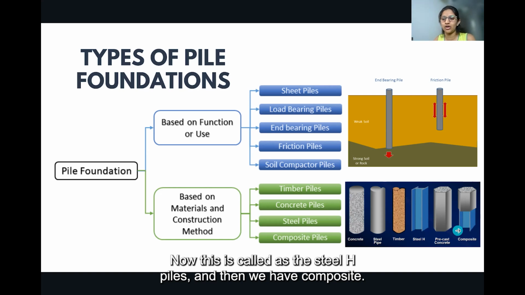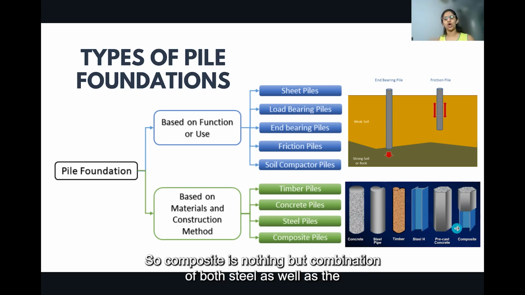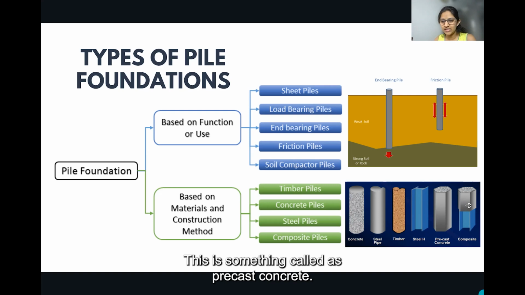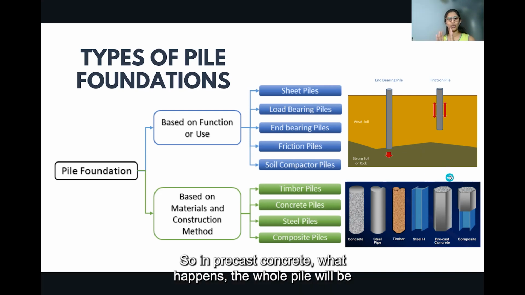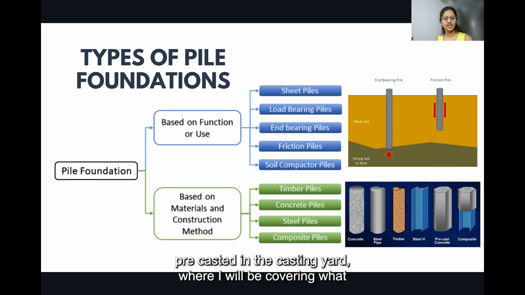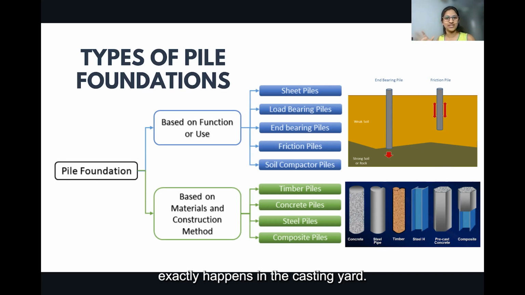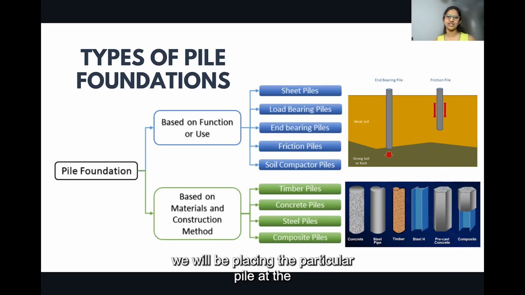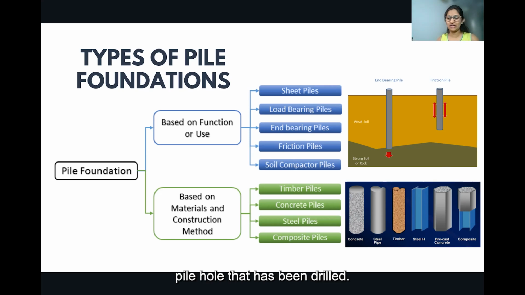And then we have composite. Composite is nothing but a combination of both steel as well as concrete piles that we'll be making use of. This is something called precast concrete. So in precast concrete, what happens? The whole pile will be precast in the casting yards, where I will be covering what exactly happens in the casting yard. So firstly, the pile will be constructed, and then we will be placing the pile in the pile hole that has been drilled.